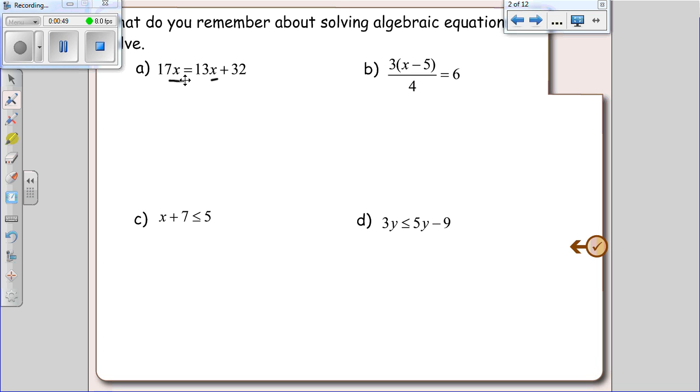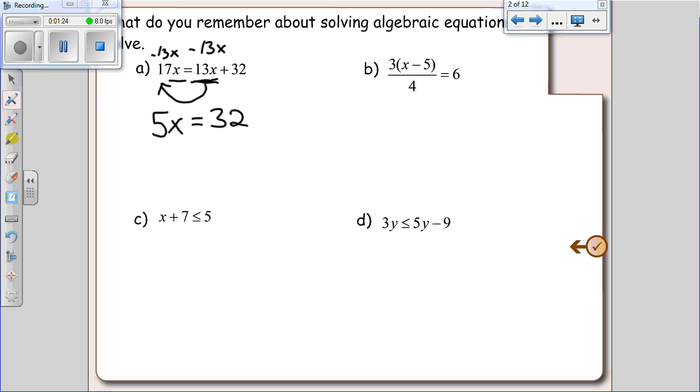If I want to move all my x's to one side on this question, it means I want to move this 13 x's to the other side, because that way the x's are all on one side. This plus 32 is going to be on the other side by itself, so we're about halfway. How am I going to move 13x from the right to the left? I'm going to subtract 13x, so there's 13x on both sides. And we should get 5x is equal to 32.